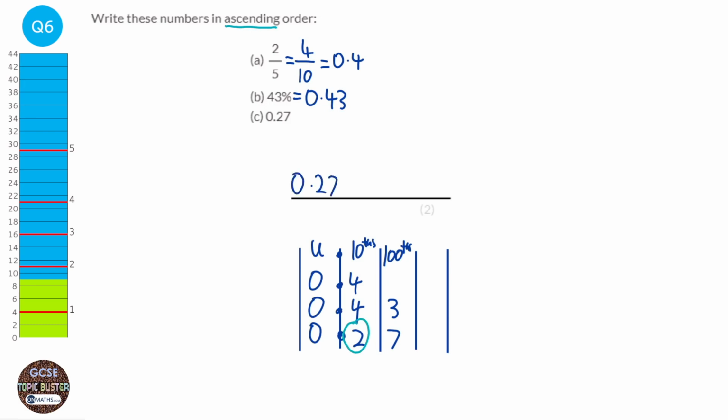0.27. Now the next two are equal in the tenths, so we look at the hundredths, and 0.4 technically has a 0 there, so 0 is the next smallest. Now 0.40 was 2/5, so make sure you have the original fraction in and not 0.4. And then the largest one is the 0.43, which was 43%.